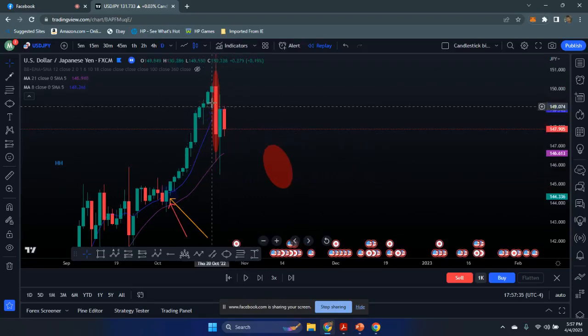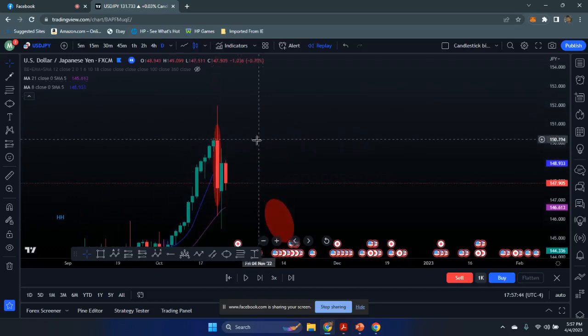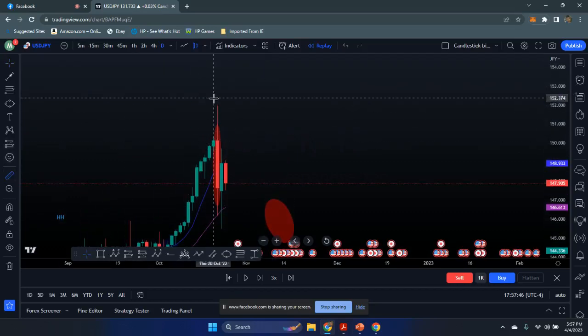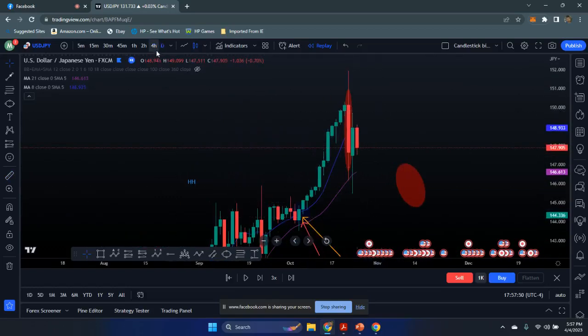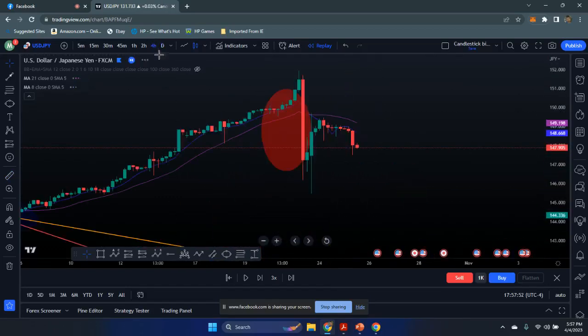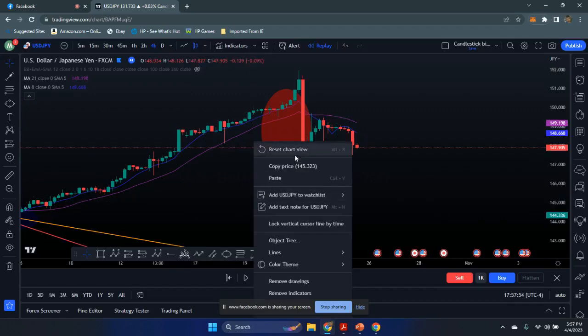If you didn't get out at this one, you definitely would have got out here. This was that last push up with this wick. Okay. All right. So let's take a look at it on the 4-hour time frame, just to see.